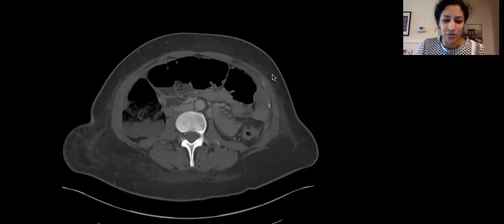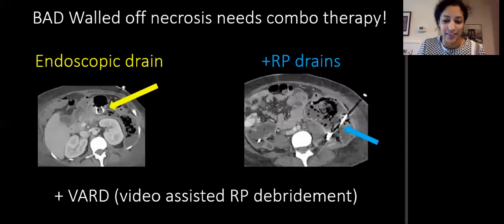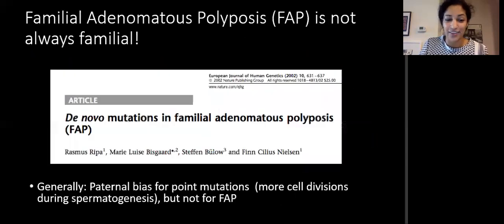And what was unusual in this case is that she had no family history of anything like that. So we were discussing the case, and basically the teaching point is that FAP is not always familial. So you can actually have de novo mutations that can lead to the manifestation of FAP. And that's because FAP is more of a point mutation. So it's not a number of genes that are mutated, it's a single one.